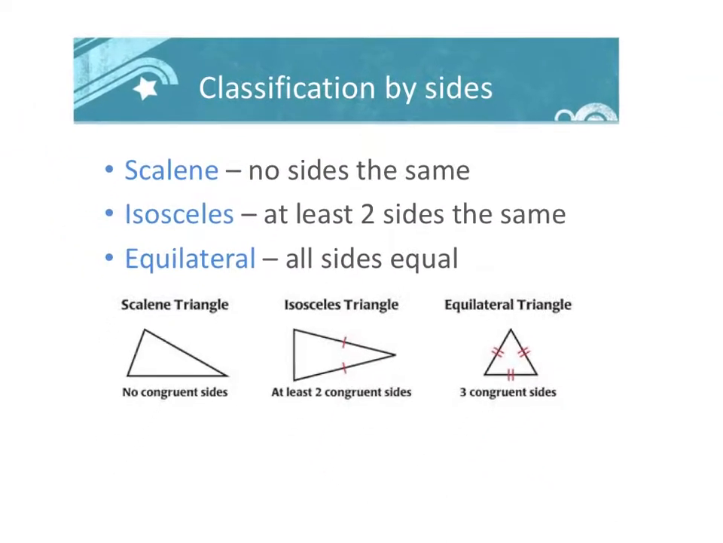Next, we're going to be classifying or naming triangles based on their side lengths. So when you have a triangle with no sides the same, it's called scalene. When you have a triangle with at least 2 sides the same, it's called isosceles. When all sides are equal, it's called an equilateral triangle. And notice the little pictures, and they've got the congruency or the tick marks on them to show the congruence.